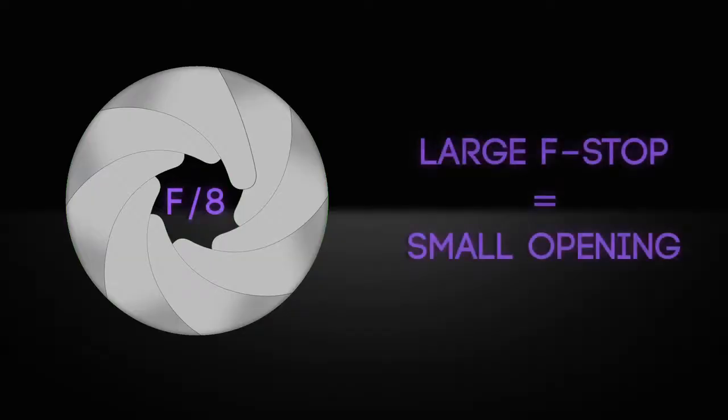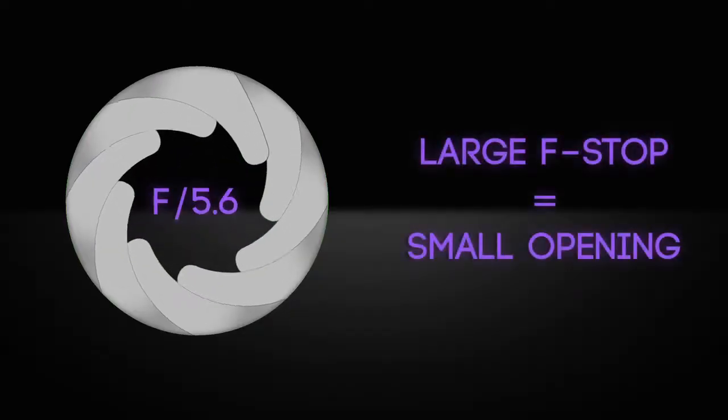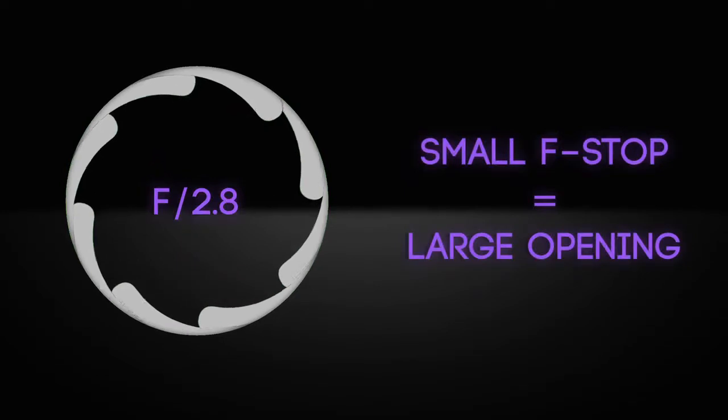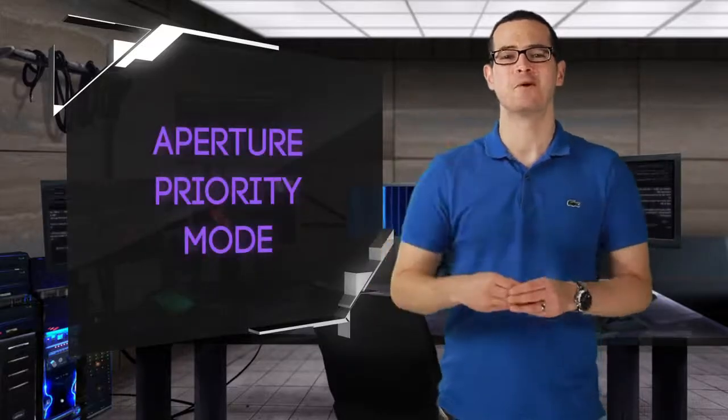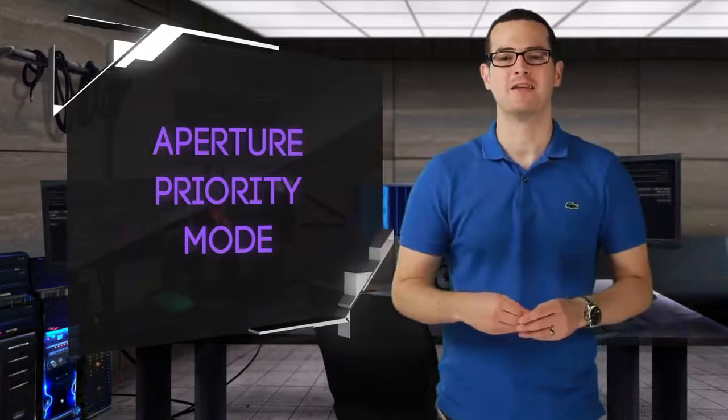Aperture determines how wide or narrow the lens opening is when the picture is taken. The size is measured by f-stops, where the larger the number, the smaller the lens opening, and the smaller the number, the bigger the opening. In aperture priority mode, you select the size of the lens opening, and the camera adjusts shutter speed automatically.